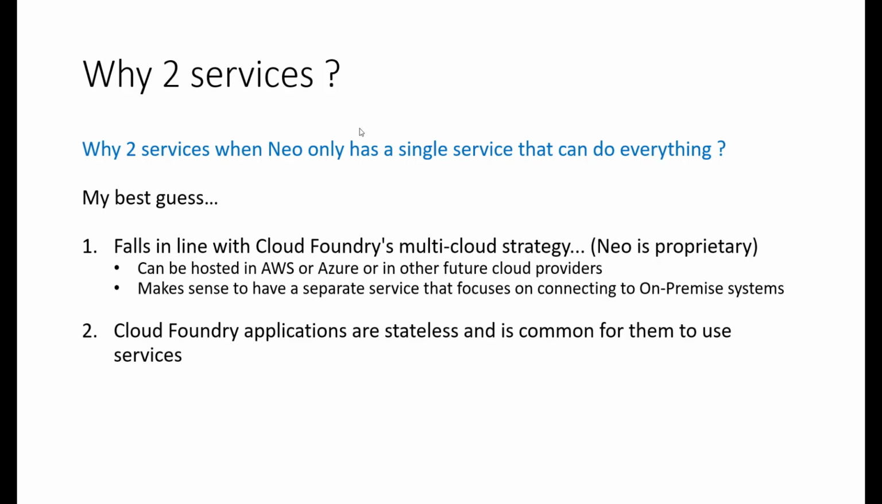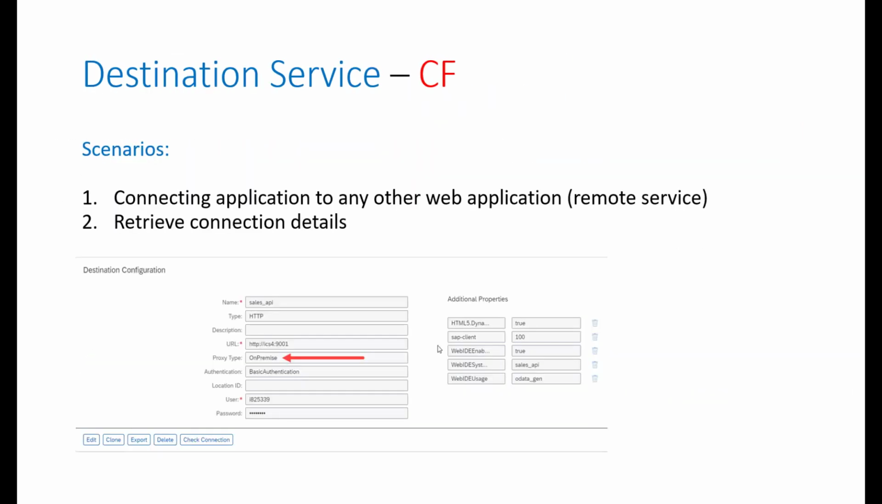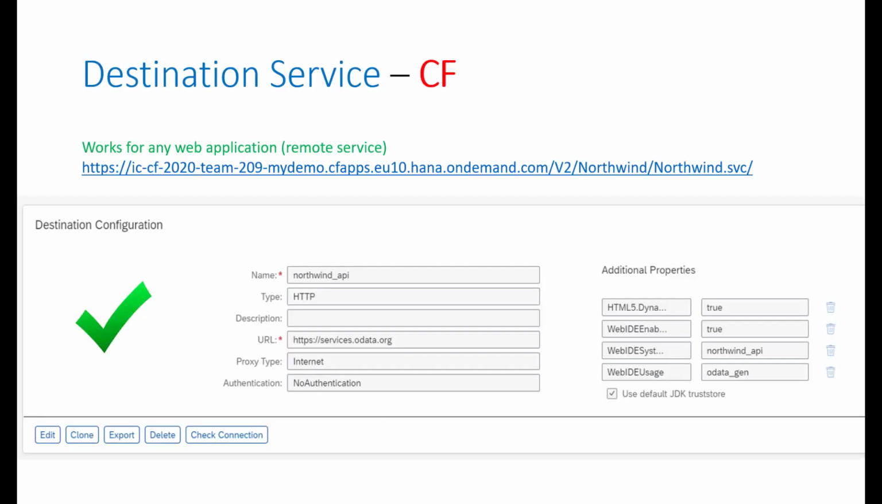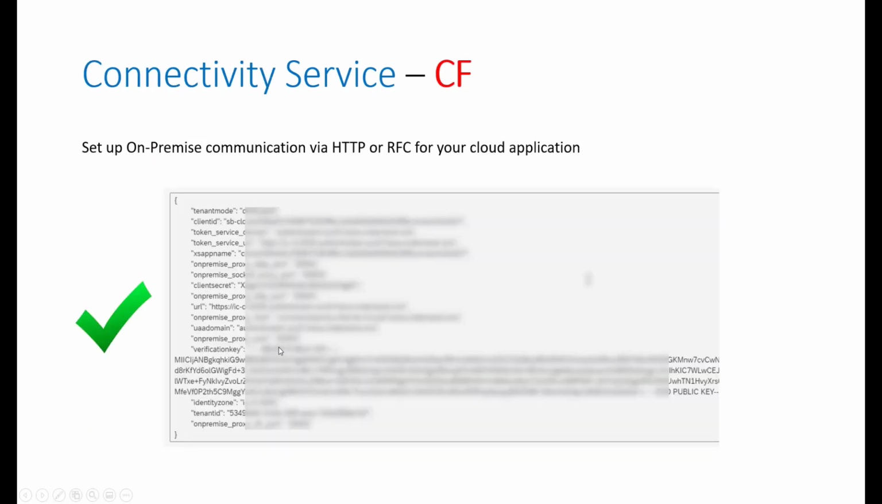And also Cloud Foundry applications themselves are stateless, and it is common for them to use services, and you can get all this information from VCAP environment variables as well. These are my guesses why they split it into two services, but making use of these two services is fairly straightforward, like you have seen. All you have to do if you're going to connect to an on-premise system is create the destination, put all the values in there, and then create a connectivity service and bind it to your application. Okay, that's it, folks.